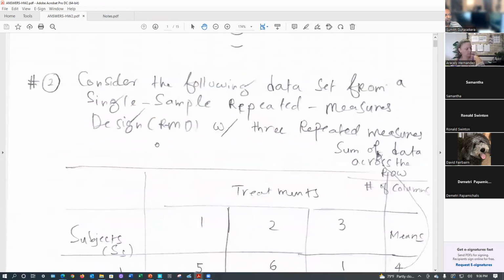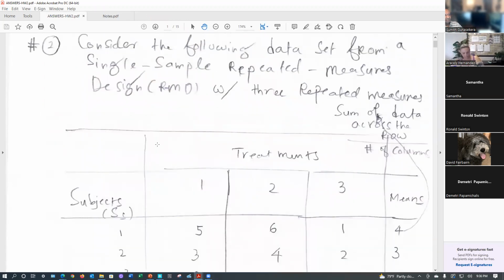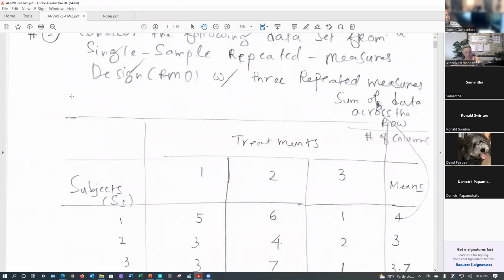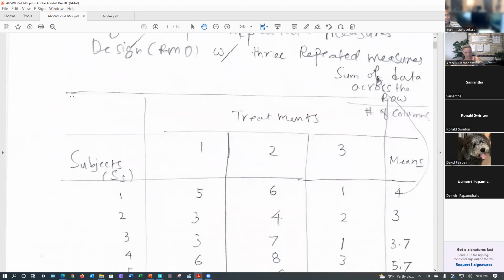Homework 2. Let's look at this. Consider the following data set from question number 2. This is the first question from our homework, but it's number 2 from the textbook. Consider the following data set from a single sample repeated measure design with 3 repeated measures.